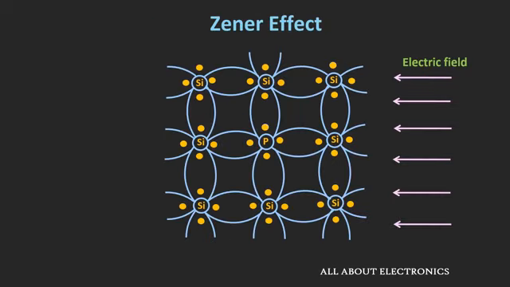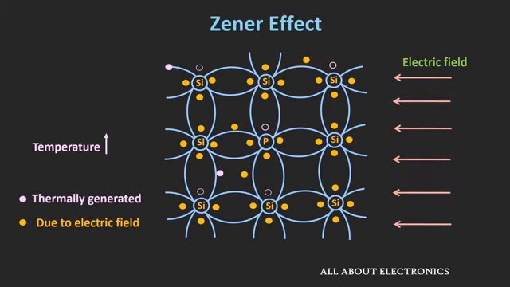So in case of a Zener effect, the additional charge carriers are generated due to the strong electric field. But as the temperature increases, more and more electron-hole pairs will get generated. So due to that, we require a lower electric field to generate these additional charge carriers. Or in other words, we can say that the required breakdown voltage will reduce.